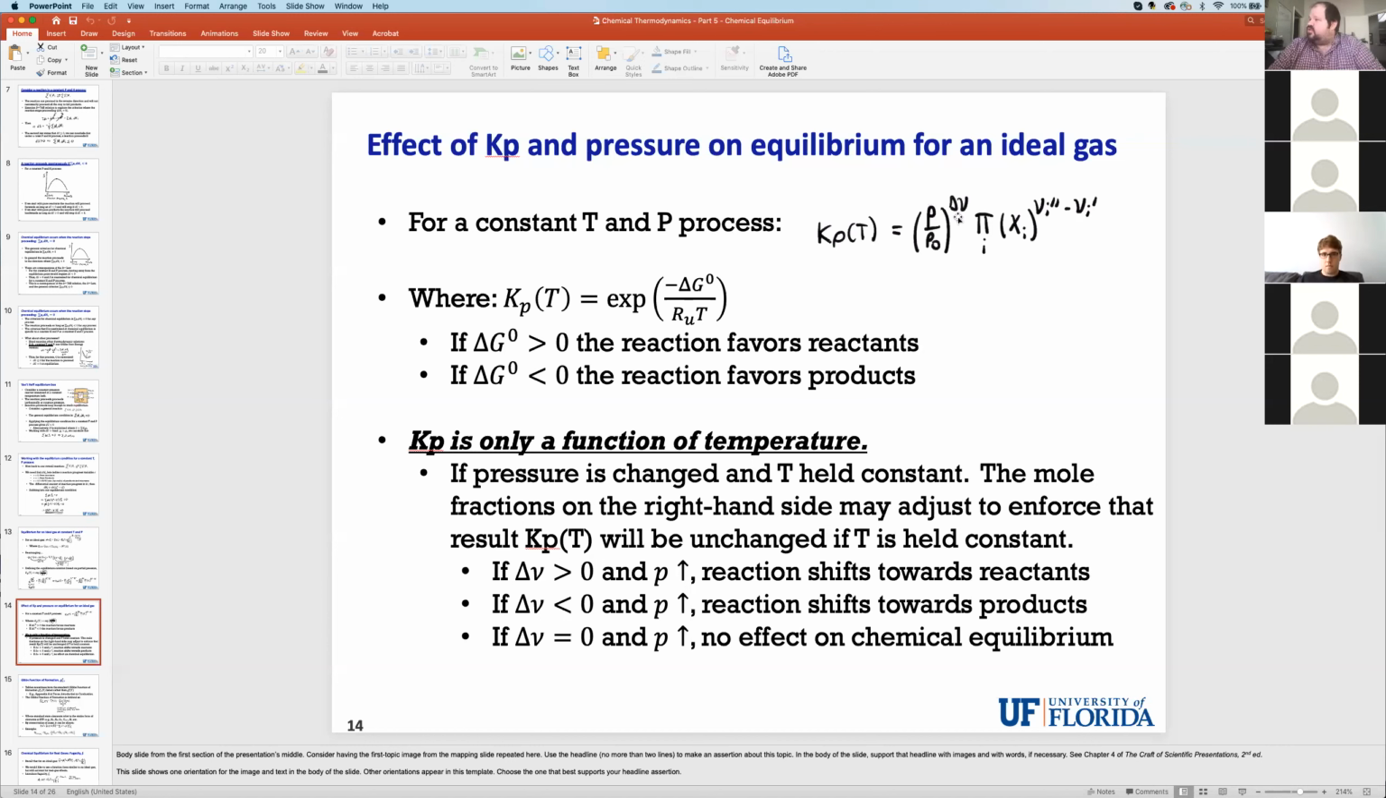And if delta nu is negative and we increase the pressure, this term decreases, which means this term here has to increase, or we shift the chemical reaction towards the product side. And if delta nu is equal to 0, at least in the ideal gas limit, there is no effect on chemical equilibrium, period. So you can play games like this to examine the effect of changing variables on chemical equilibrium.